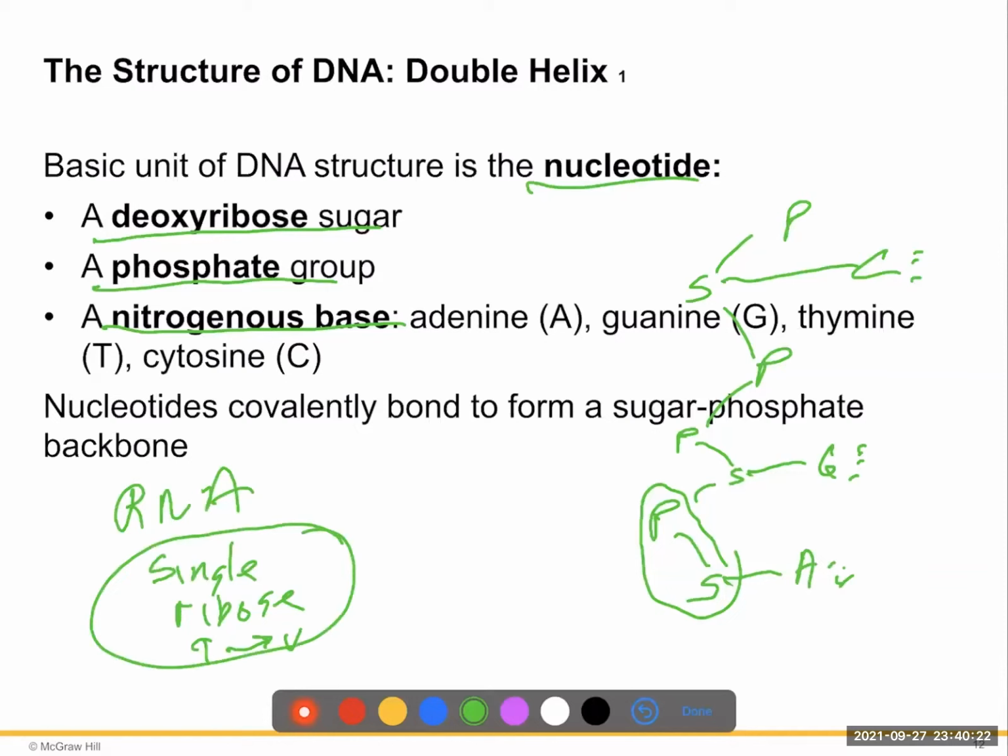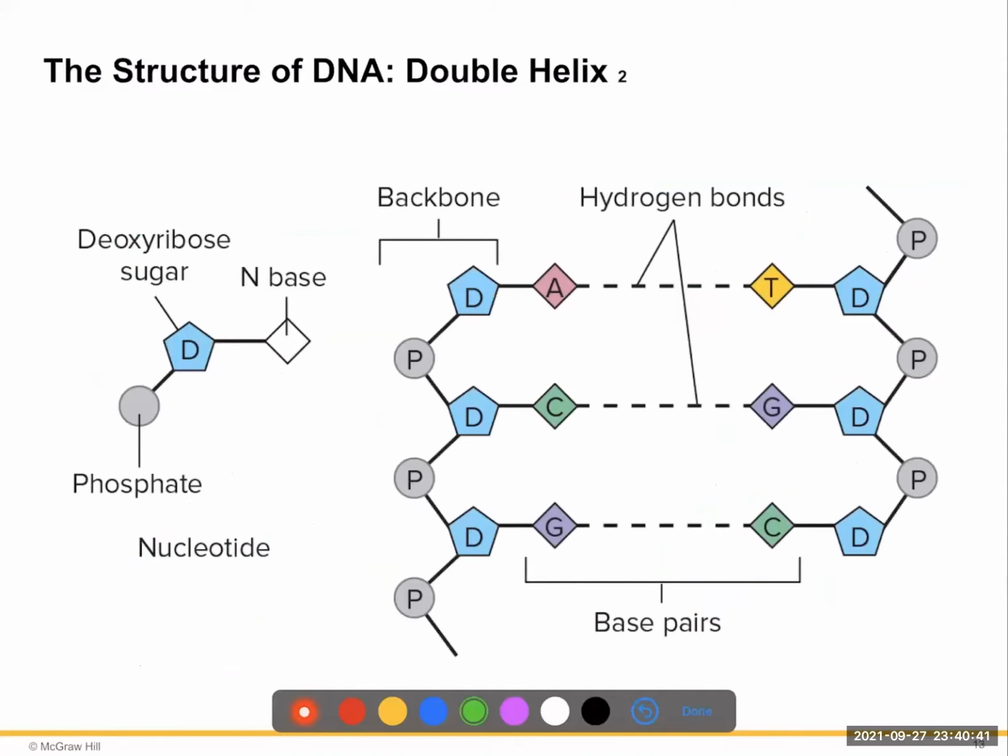Okay? But they're both built on this sugar-phosphate backbone, and then a nitrogenous base attached. And these are called nucleotides, each of these sugar-phosphate units with a base attached to it. So here's your sugar, and again you have your phosphate, and your whole backbone is going like that. Attached to the sugar is your nitrogenous base, which could be adenine, cytosine, or guanine.